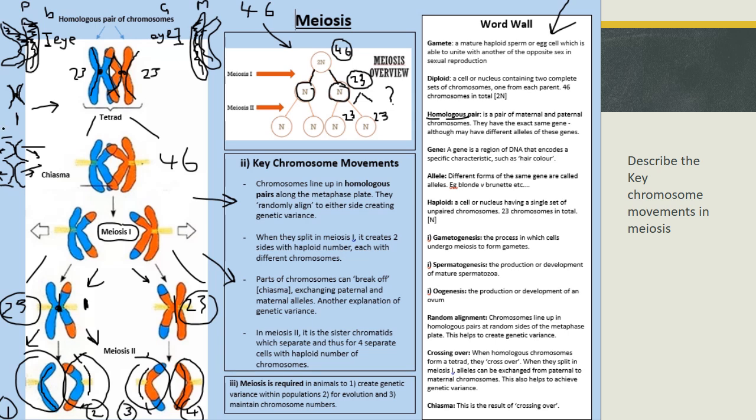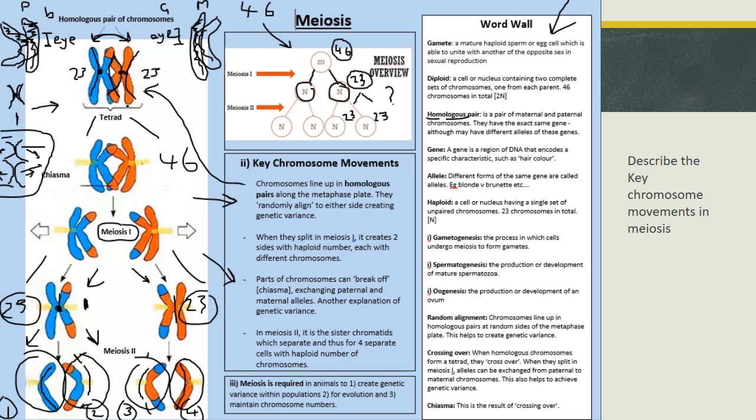Now, here is the fundamental difference between mitosis and meiosis. In meiosis, the chromosomes line up in homologous pairs along the metaphase plate. Remember, metaphase means meet. So you can see that this pair have found each other and they line up side by side.